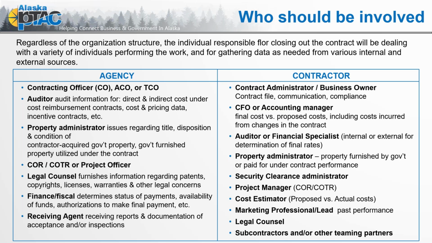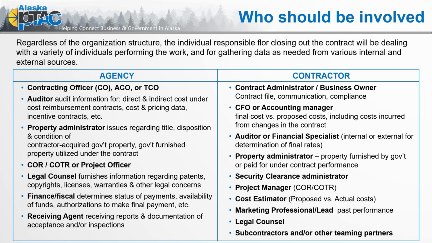And of course, the receiving agent, and that may be different depending on the contract than the COR or that project liaison, for that final receiving reports and documentation of acceptance or inspections. So agency side, and really, as we're talking about, that could be multiple hats worn by the same agency or same contracting officer. On the contracting side for businesses, for small businesses, it most likely is just one or two people wearing multiple hats. But each one of those aspects of need on the agency side should have a counterpart looking at the same information from the business side.